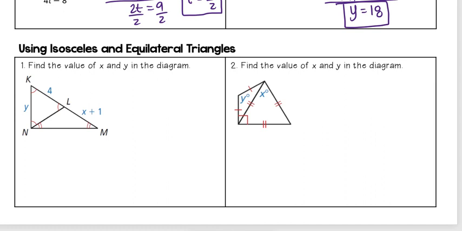Okay, so for these two examples, we're going to be using properties from isosceles and equilateral triangles. This one's going to involve a little bit more problem solving, so it's going to be a little bit tougher, but I know you guys can do it.